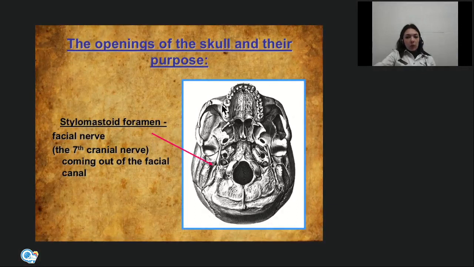On the external cranial base, between the styloid and mastoid processes of the temporal bone, the stylomastoid foramen is located. The stylomastoid foramen is the final opening of the facial canal. So the facial nerve leaves the cranial cavity, starts its way from the internal acoustic meatus, enters the facial canal, and it forms some turns, yes, and the facial canal ends in the stylomastoid foramen.